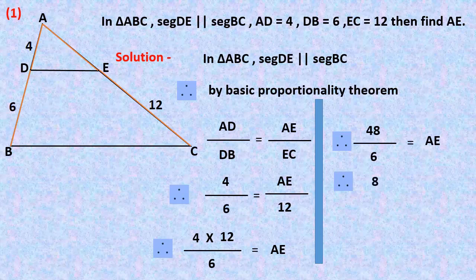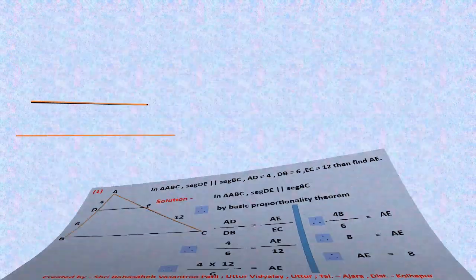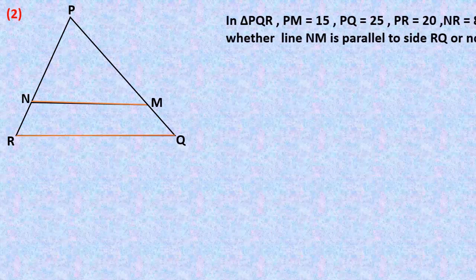Then second example, triangle PQR, segment NM we draw here. In triangle PQR, PM is 15, PQ is 25, PR is 20, NR is 8. State whether line NM is parallel to side RQ or not. Give reason. In the solution, find the value of MQ.